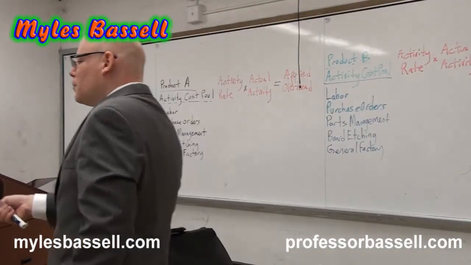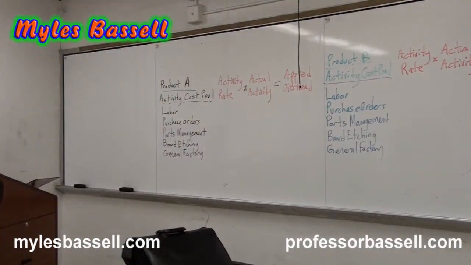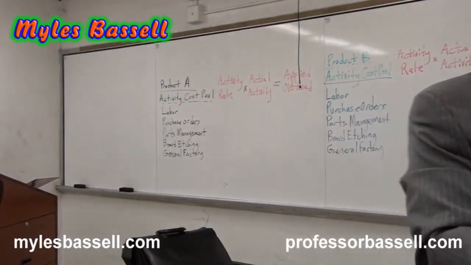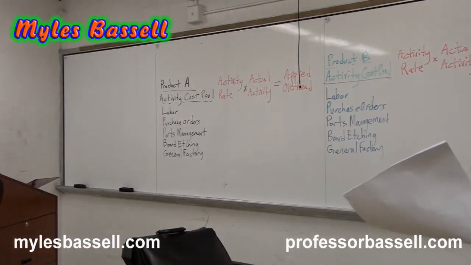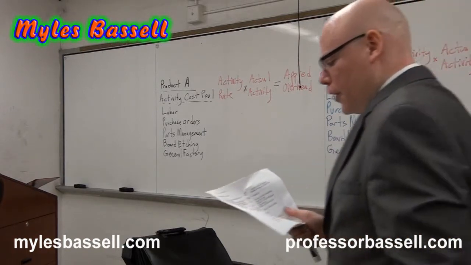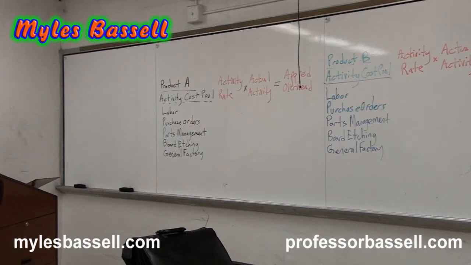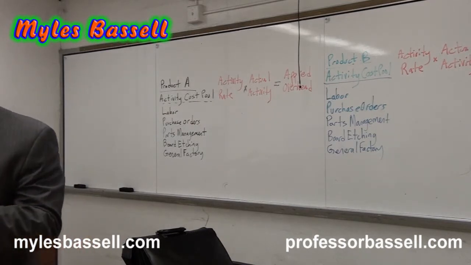Why are we talking about this? Because what we want to do is figure out, now that we have $350,000 that we spend each year to plant flowers and mulch around the manufacturing facility, how do we allocate those costs? That's what we need to figure out. All right, questions about that? No? Okay, good.